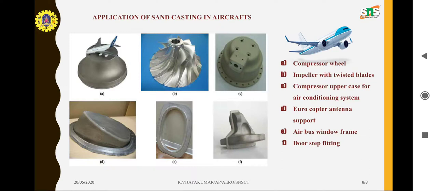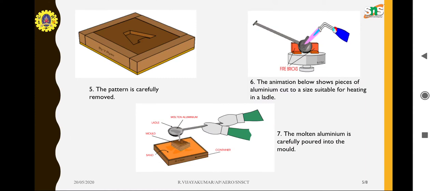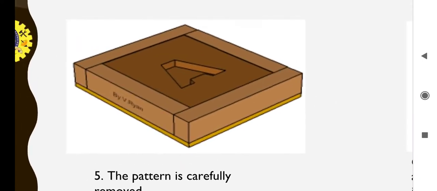There is a difference between pattern and casting. We should not get confused about what is casting and what is pattern. Pattern is used for forming an impression on a material. For example, you can see the fifth image, the pattern is carefully removed. The only purpose of the pattern is to produce an impression of a material. You can see the fifth image carefully, this is the role of the pattern.